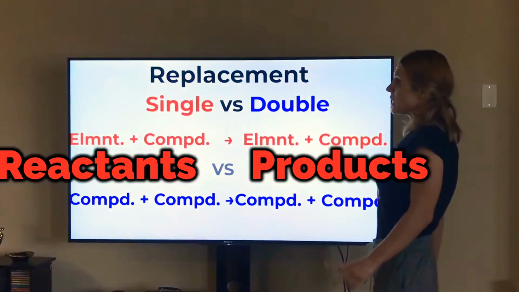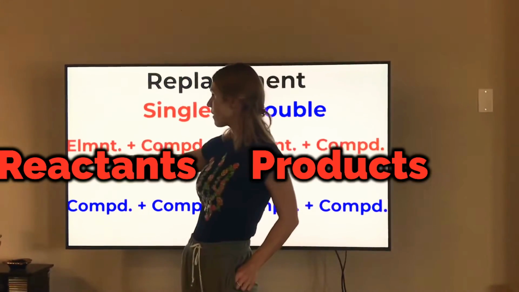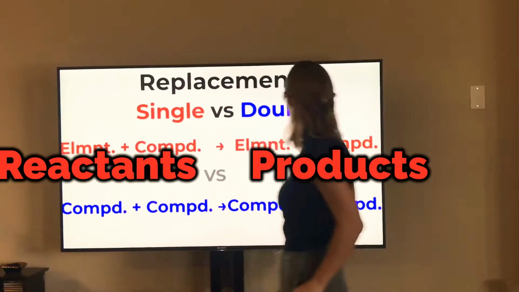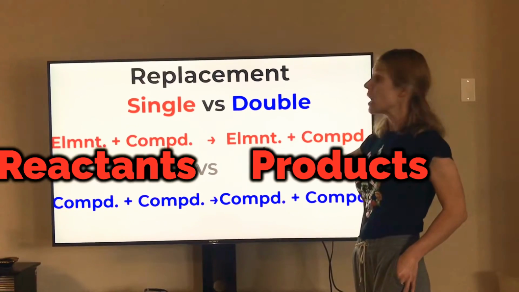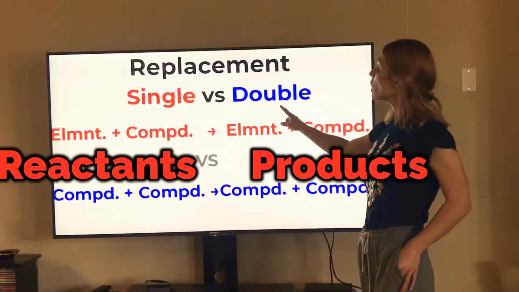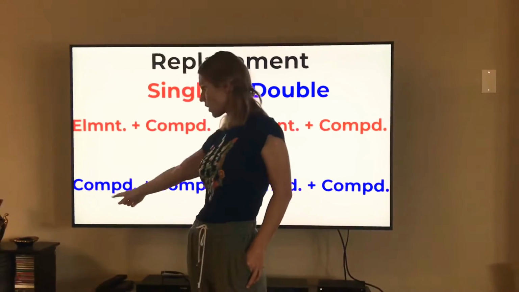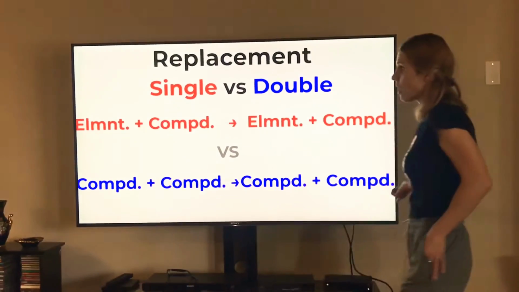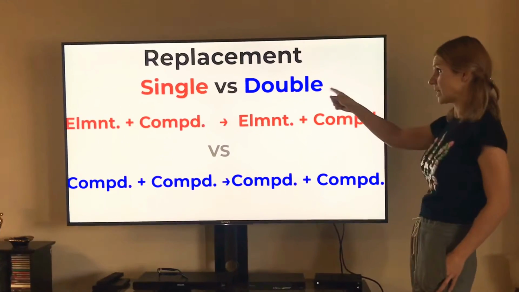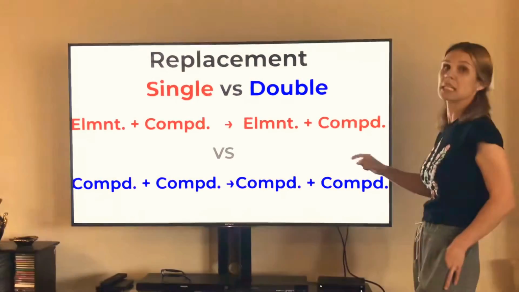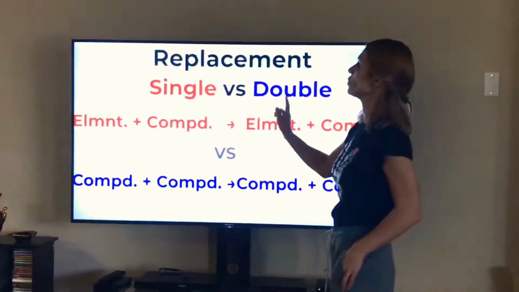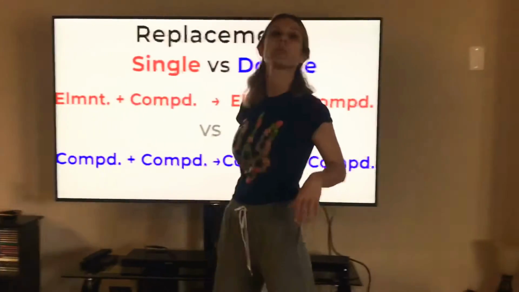Remember, when you have a single replacement, you have to have your element as a reactant and as a product. When you have a double replacement, you're not going to have just an element. All the substances, all reactants and products will be compounds. And that's how you know. In double replacement, no elements. In single replacement, you need to have that element, and the other one will be a compound.